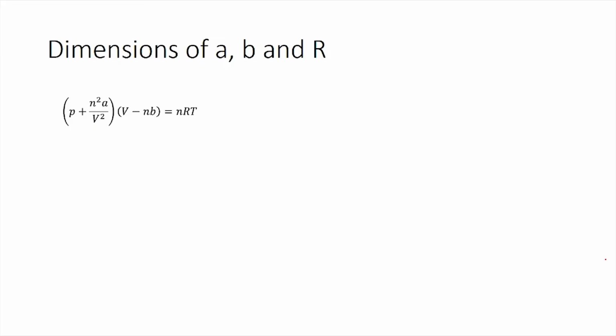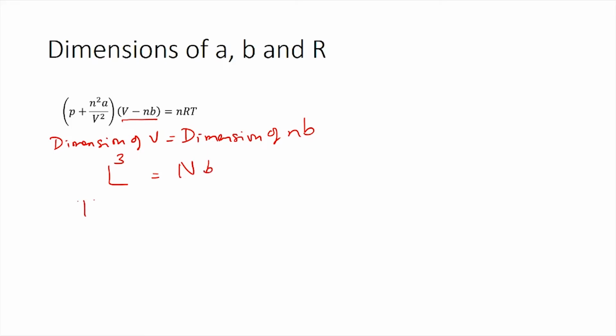Moving on to the next section, we will have to calculate the dimensions of the second term B. So, let us look at this equation. Based on this, the dimensions of V, which is volume, should be the same as the dimensions of the term nB. The dimensions for volume is L cube and the dimensions for n, which is amount of substance, is n. So, the dimensions of B would be L cube n minus 1.